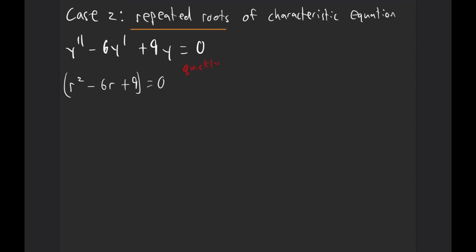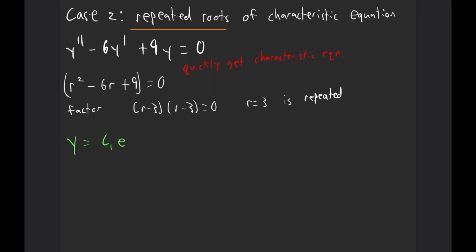We quickly get this based on the coefficients, and we factor it to be r minus 3 and r minus 3 is equal to 0, which gets us the solution r equals 3. But it's a repeated term, so we have to take note of this special rule that we do.